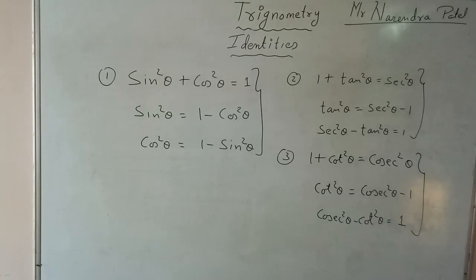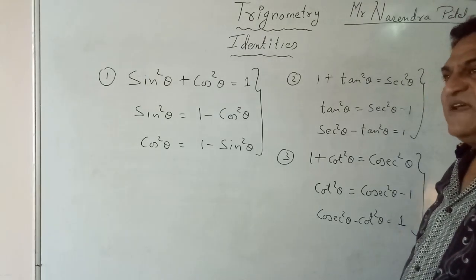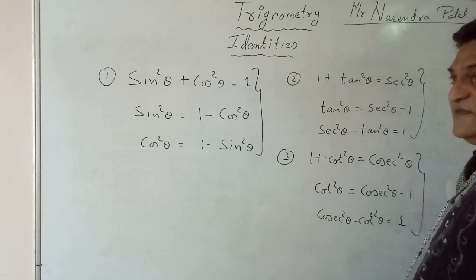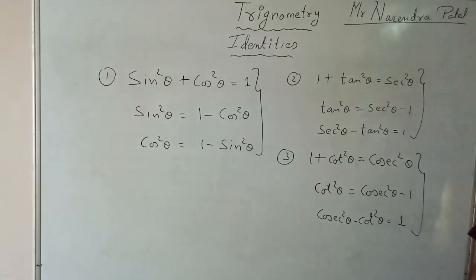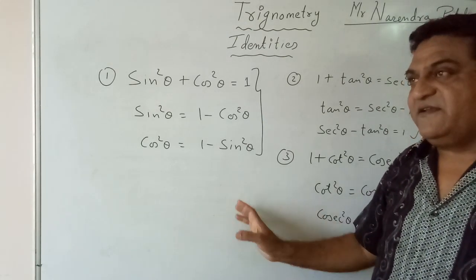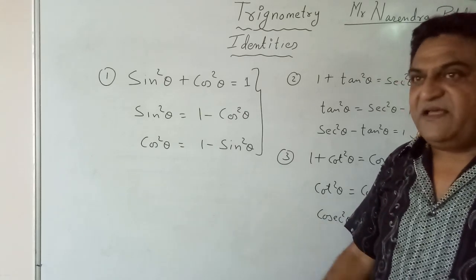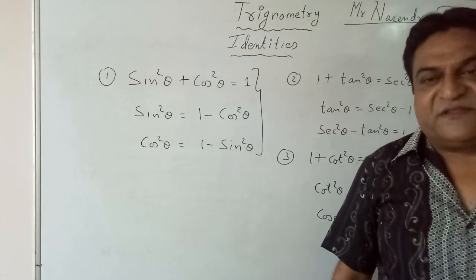So watch it, do it properly, and do the homework given to you. And in the next session, I will show you how to use these identities in doing simple sums. After that we will go on to hard sums. First of all you have to know how to use these identities in the sums, and then you can do any type of sum based on these identities.